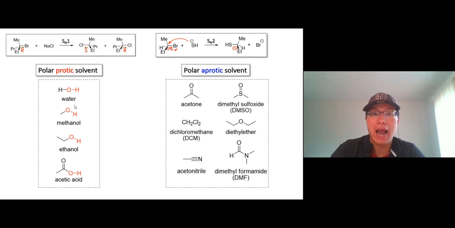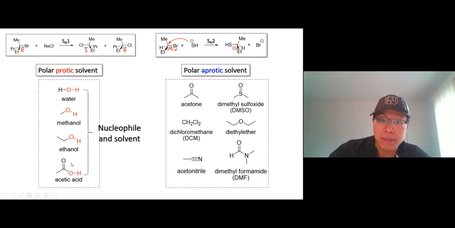We love it for an SN1 reaction because of the carbocation. And for an aprotic solvent, this guy can stabilize only the cation, right? Leave the anion alone to leave the nucleophile reactive, appropriate for an SN2 reaction. Okay. One thing you should know about protic solvent, practically we use these guys as a nucleophile and a solvent at the same time.